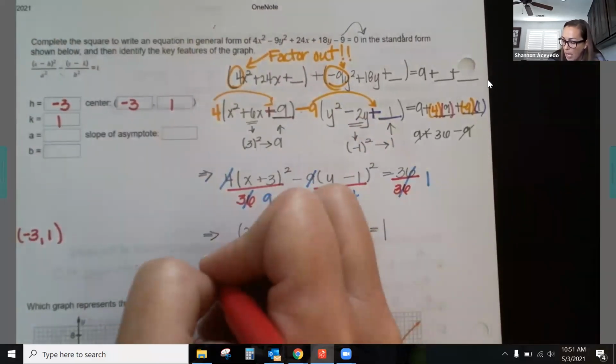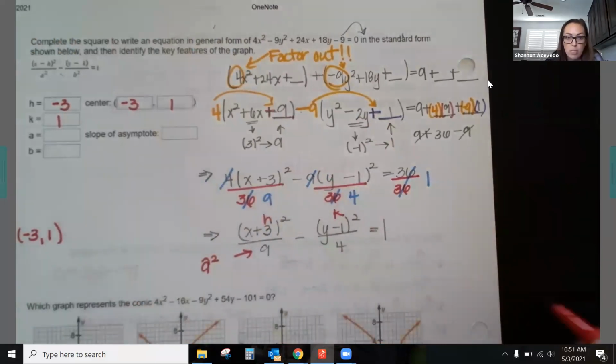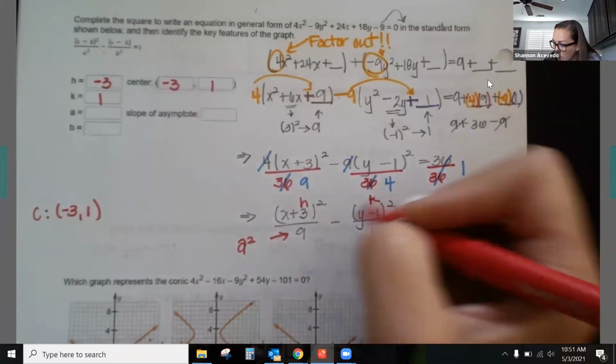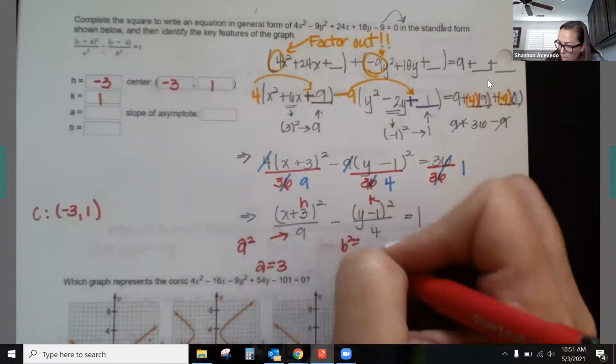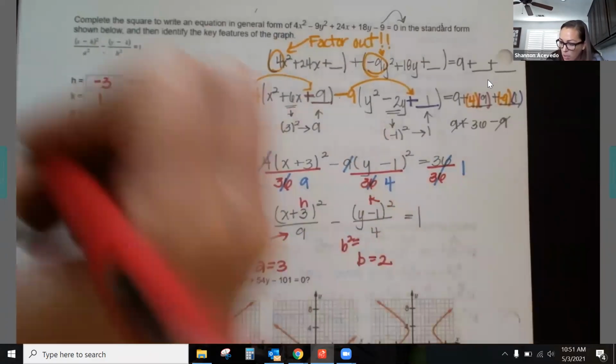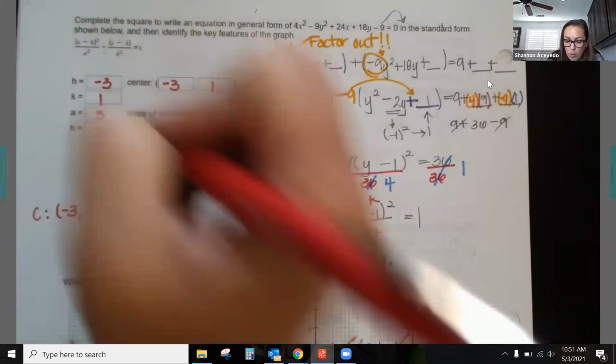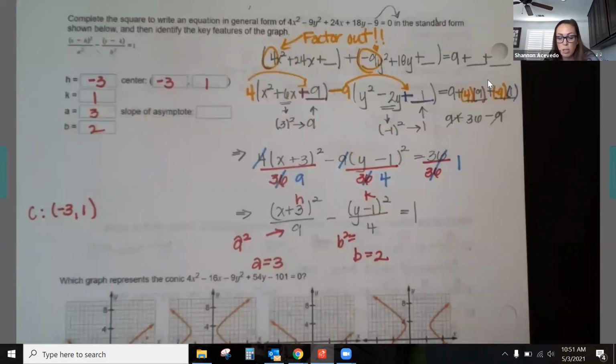Remember that this is my a squared term. Whatever comes first is a squared. This is going to be b squared. So a has to equal 3. B is going to equal 2. So 3, 2.